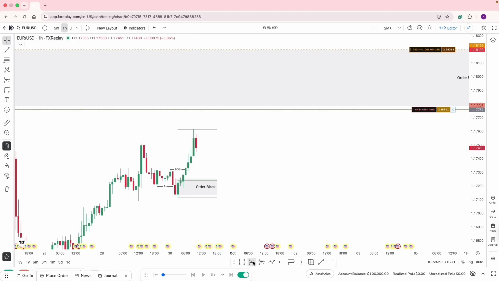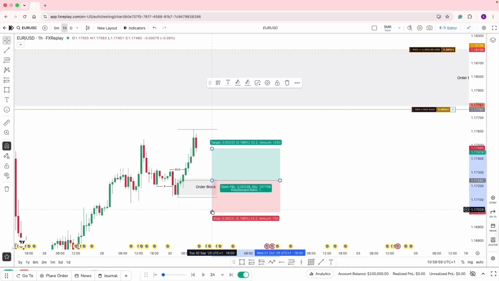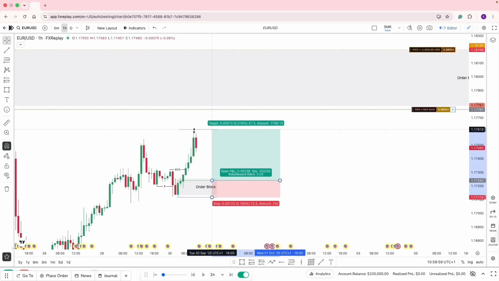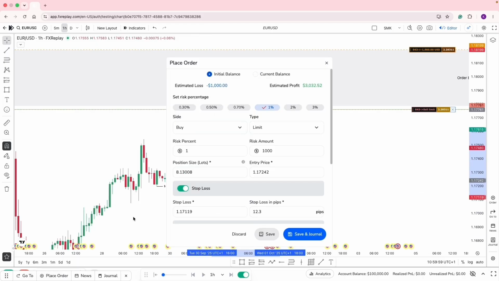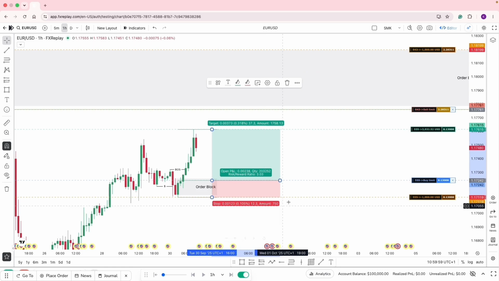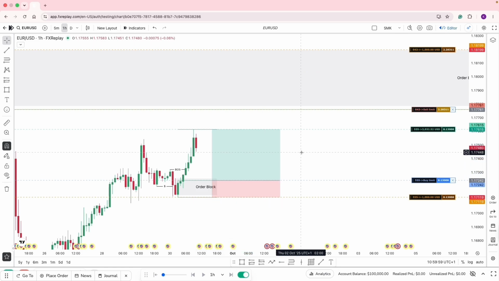So what I'll do is I will enter at the 75%, which is there, put my stop loss at the bottom, my take profit at the top, and that will give me 3R. So now this is the second trade we're going to place. This one is off the 1 hour. Same thing again, risking the same amount, 1% to make 3,000 back. So let's save that and let's play price forward to see what happens.